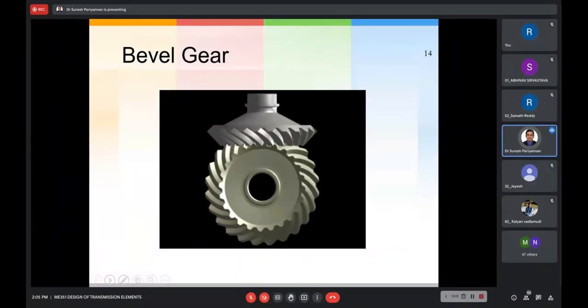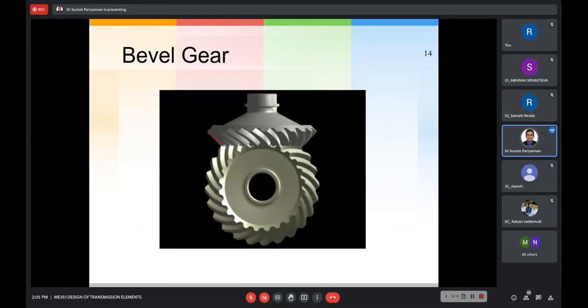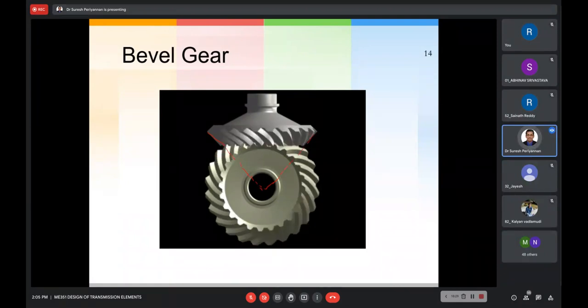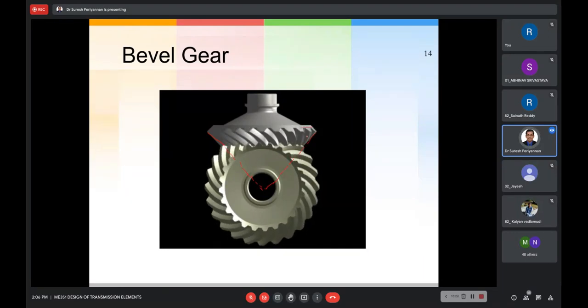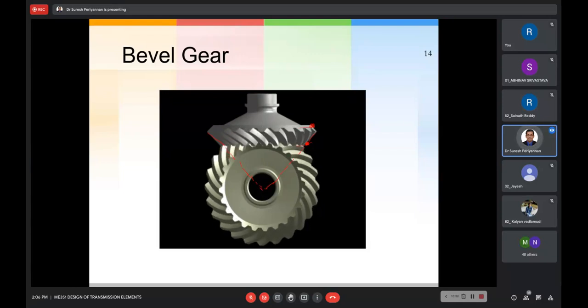Now, I come to the bevel gear. Bevel gears have the shape of a truncated cone. What is a truncated cone? The size of the gear tooth, including the thickness and height, decreases from here to here. Now, where are we using this type of gear?